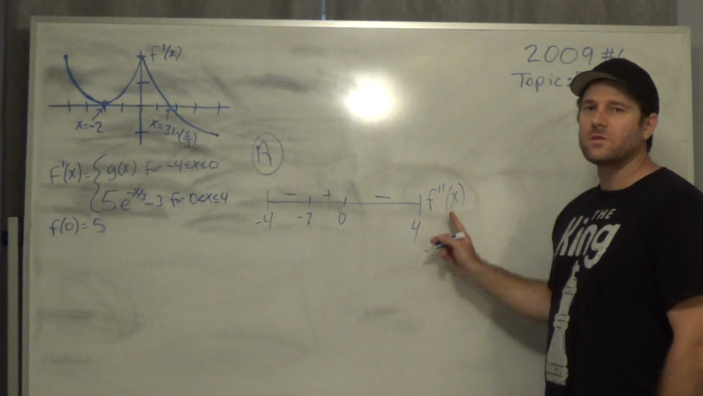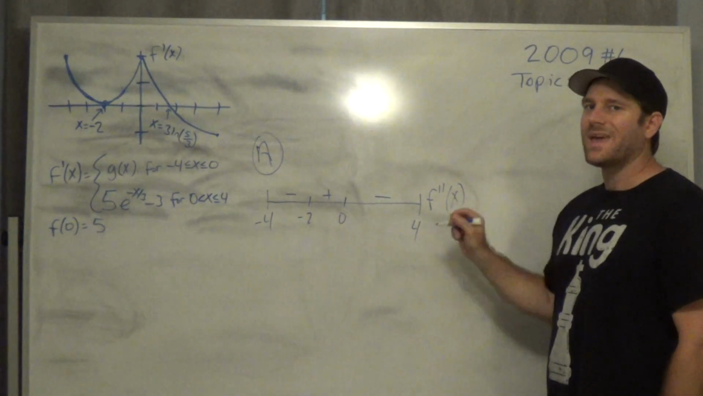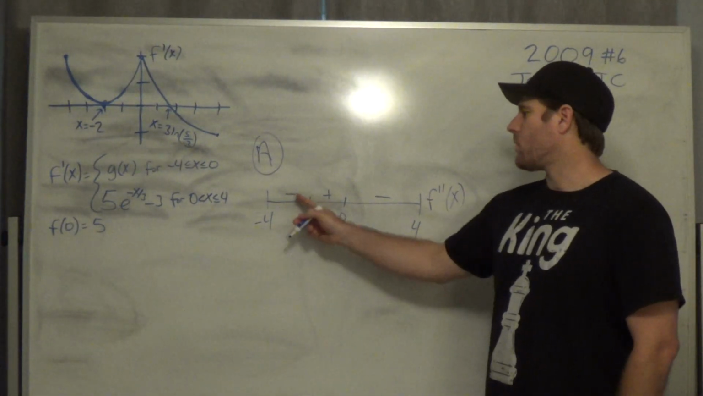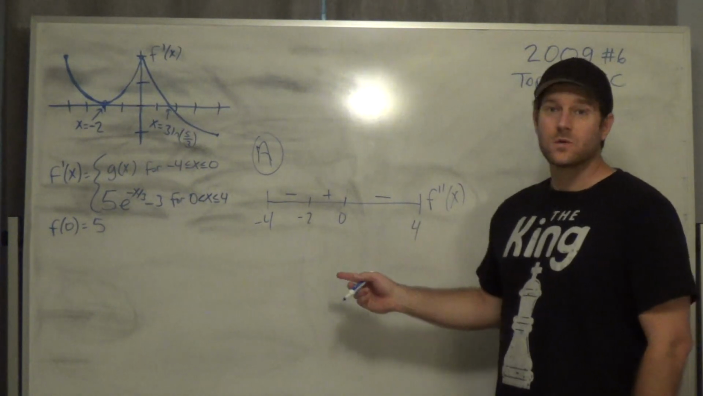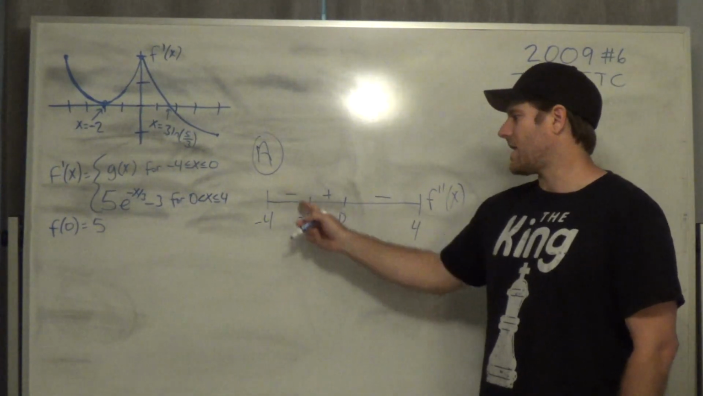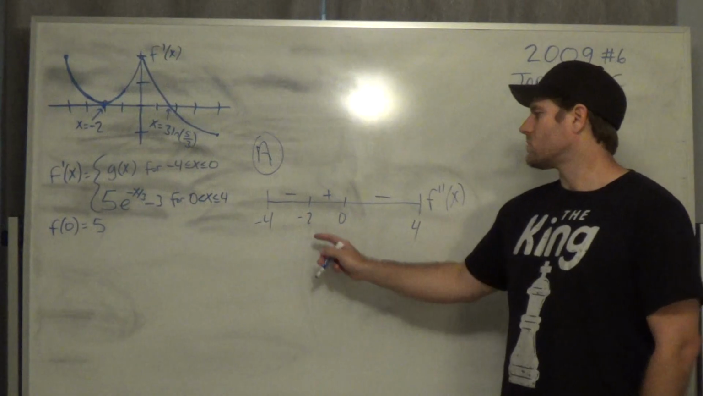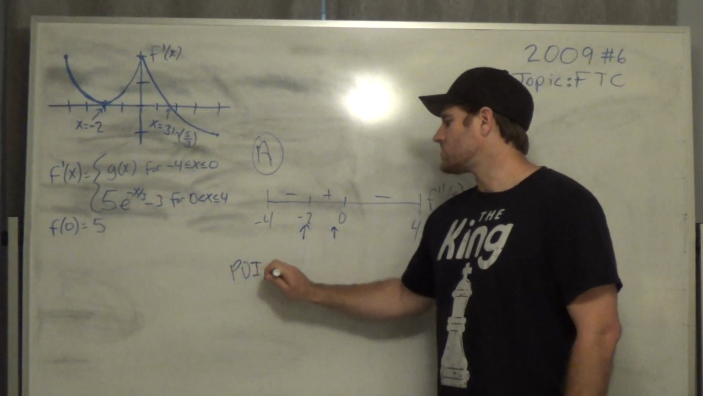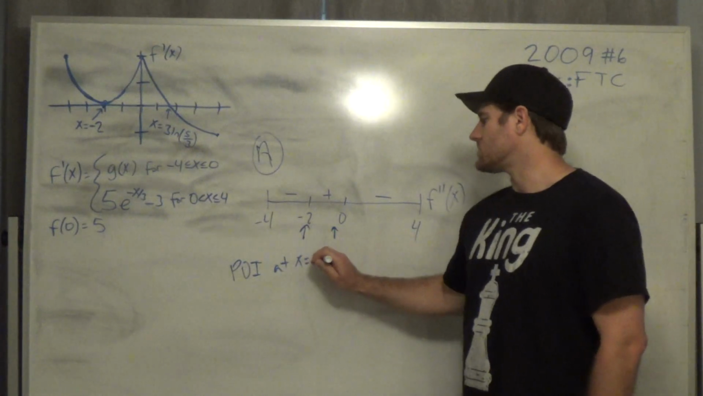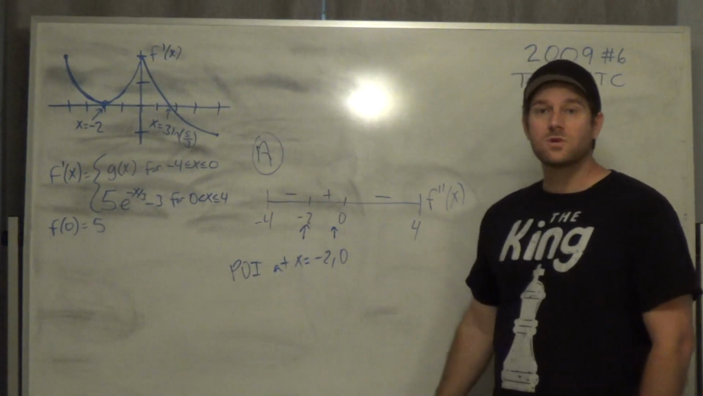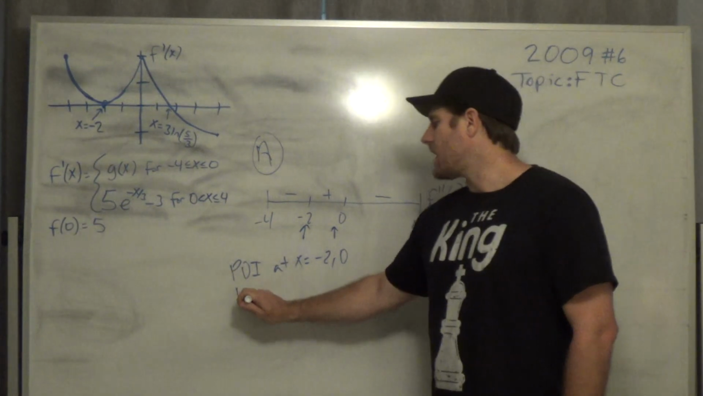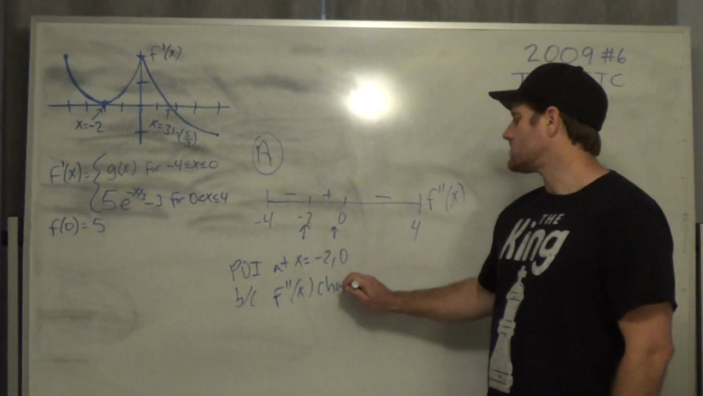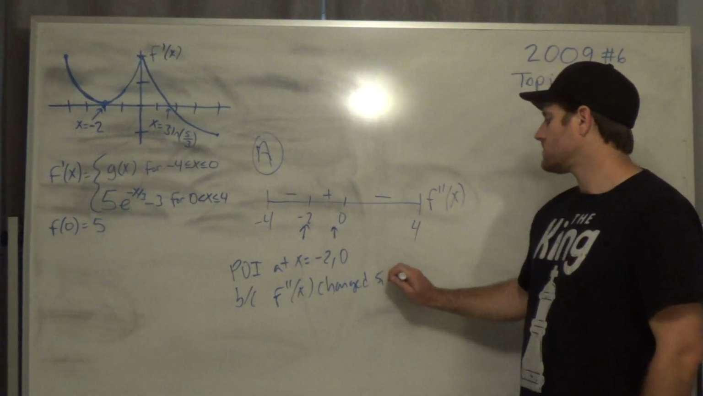You have to label this sign chart. If you don't label the sign chart in your work, you can't give the reason we're about ready to give. So, points of inflection are where the second derivative changes signs, because this would mean that f of x was concave down, concave up, concave down. So concavity changed here and here. So we'd say point of inflection at x equals -2 and 0, and here comes our justification. Because f double prime x changed signs.